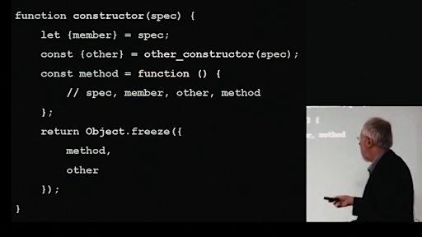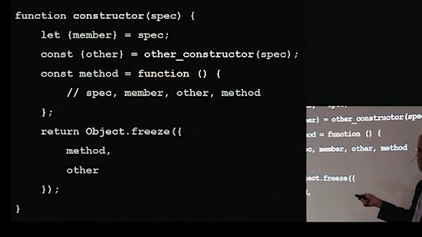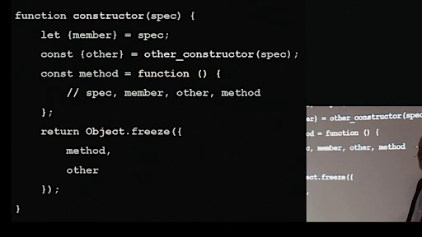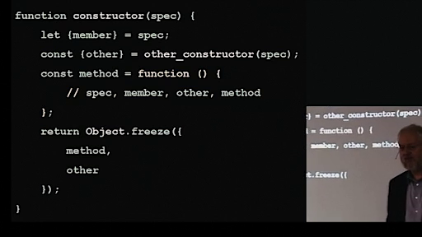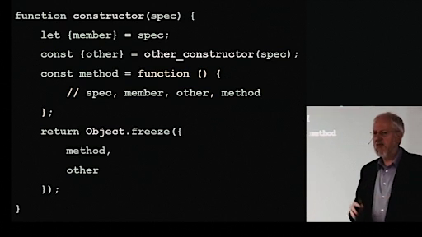Then finally, I'm going to freeze that object, because freezing gives us very good security and reliability properties for objects, which we can't get in this language in any other way.